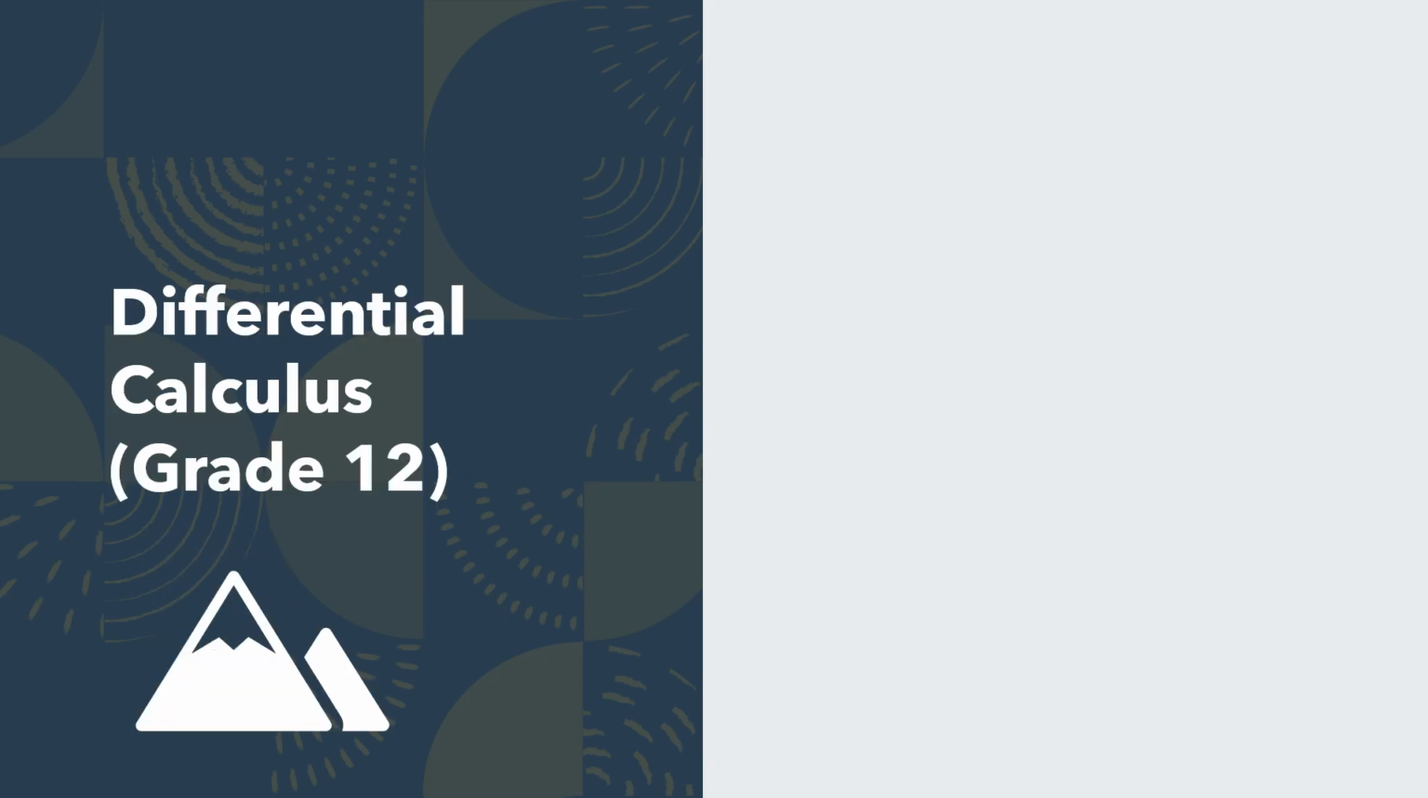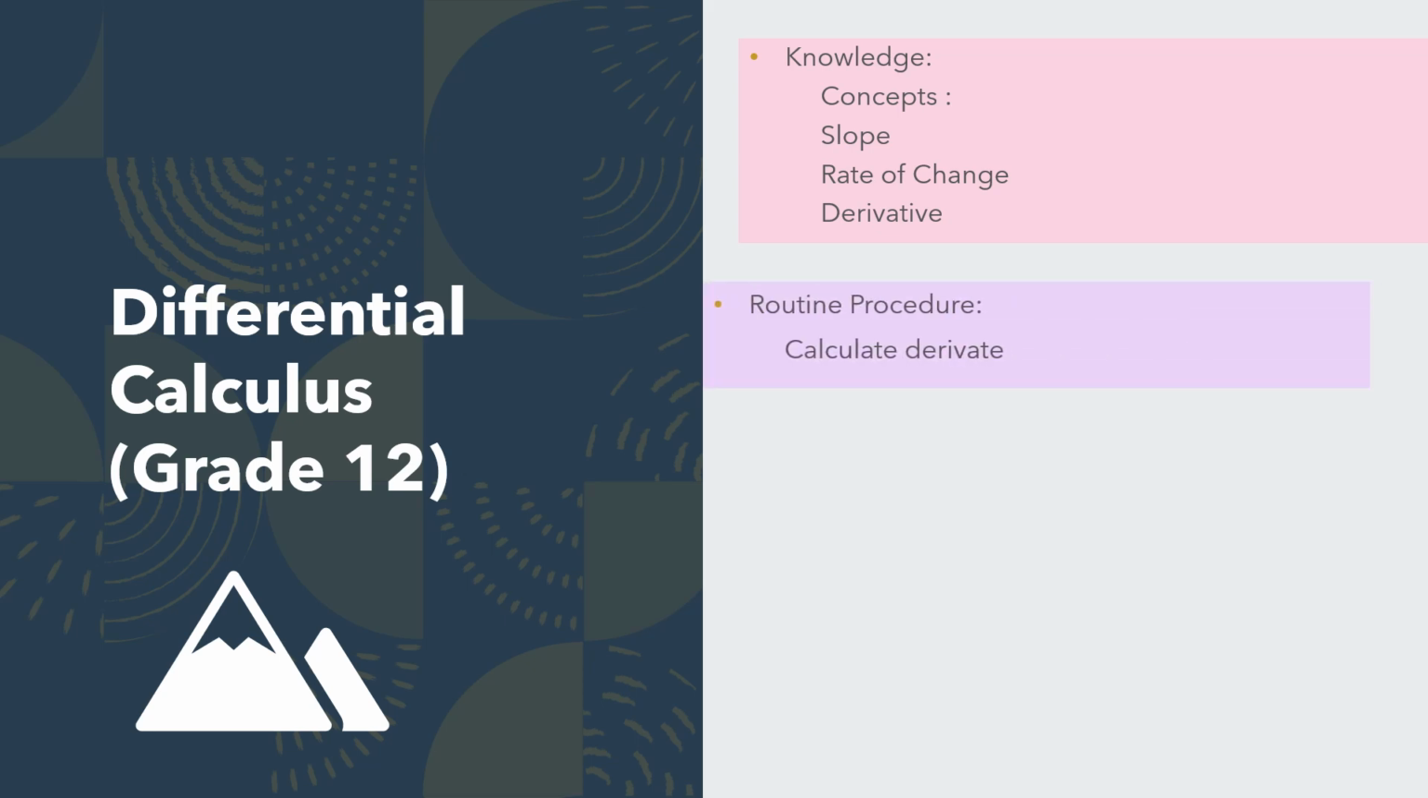Next, we will discuss differential calculus for grade 12s. Under the knowledge level, we will determine if students understand fundamental concepts related to slopes, rates of change, and derivatives, like grasping the idea of an instantaneous rate of change and recognizing derivatives as slopes and tangent lines. Under routine procedures, we will see if students can apply established methods for a specific task, like calculating derivatives, where we will find derivatives of a function with respect to its variable, as well as using rules like the power rule, product rule, and chain rule.